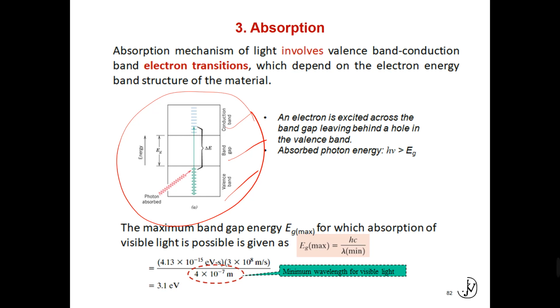The maximum band gap energy Eg max for which absorption of visible light is possible is given as Eg max equal to hc divided by lambda, and 4 times 10 to the power negative 7 meter will be the minimum wavelength for visible light.